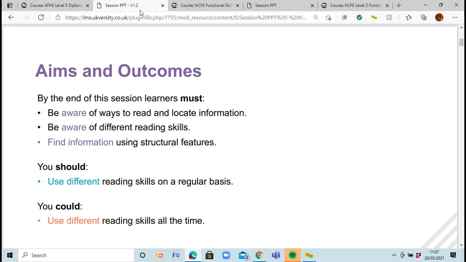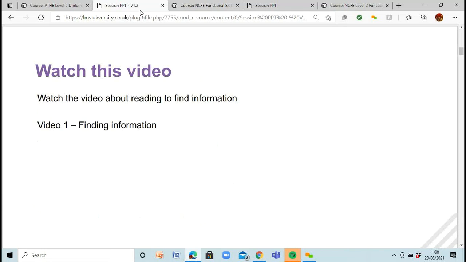Now, the aims and outcomes of today will be, by the end of the session, you're going to be aware of ways to read and locate information. You're going to be aware of different reading skills, and you'll be able to find information using structural features. So at the moment, you should be able to use different reading skills on a regular basis, and you could use different reading skills all the time. So to be honest, you're probably doing this without even realizing you're doing it.